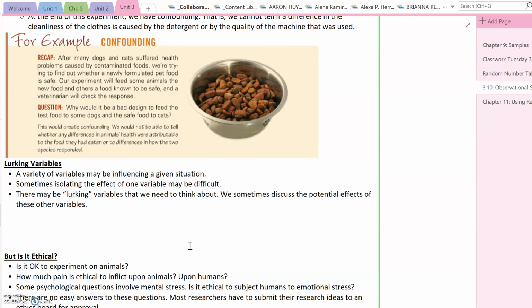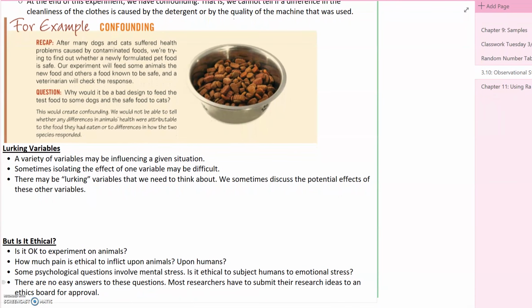And finally, before we conclude, determining whether or not things are ethical, that is sometimes hard. Is it ethical to experiment on animals? That might be a personal question for you. We currently in the United States have an ethics board for approval where researchers have to submit their research ideas and get approval from the ethics board before they can actually conduct experiments, because we don't want to risk people's lives unnecessarily.